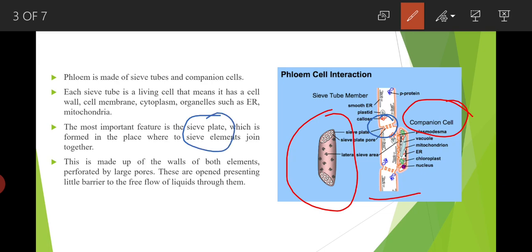The sieve plate is made up of large open pores, and they allow the flow of liquids from one cell to the other in different directions. So the sieve plate is the place where two sieve elements meet each other, and these open pores present little barrier to the free flow of liquids through them.